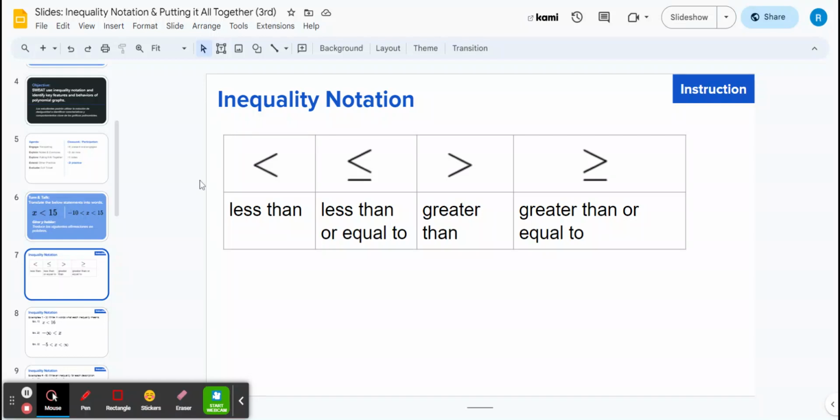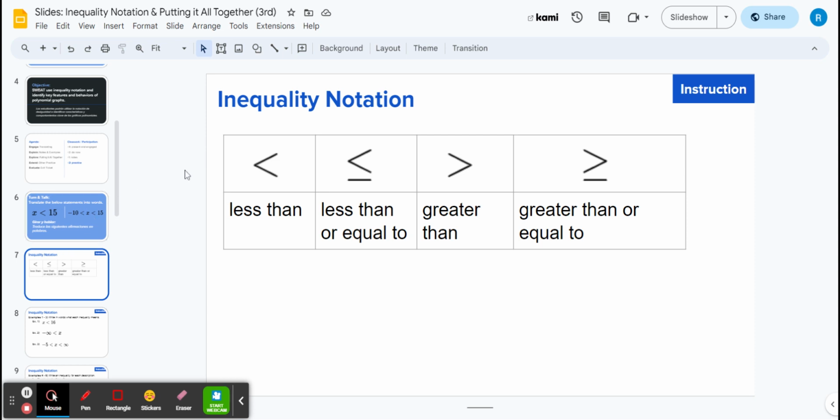All right, today we have a very brief note section just talking about inequality notation, and this is just going to help us describe some final behaviors of polynomials, and then we're going to spend the rest of the class putting it all together, reviewing what we know, preparing for the upcoming quiz.